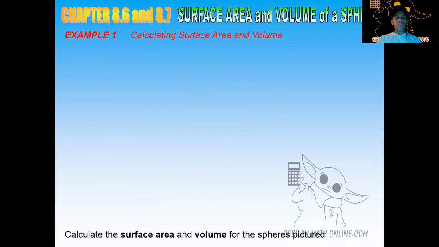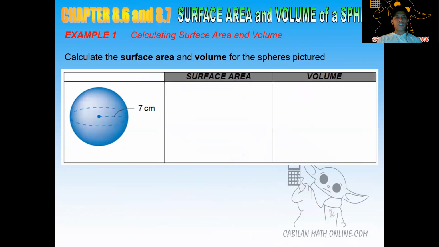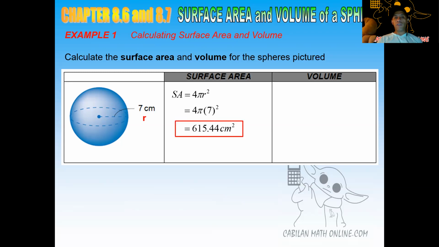First things first, we're going to start off with basic calculations looking at surface area and volume of a sphere. You can see what we have here is a regular sphere with a radius. We're going to put the r here, which in this case is 7, and put it in for the r. If you put that in your calculator, you should approximately get 615.44 square centimeters.